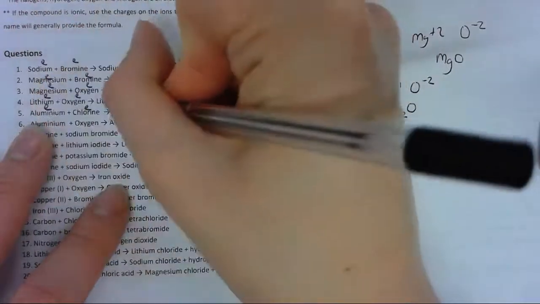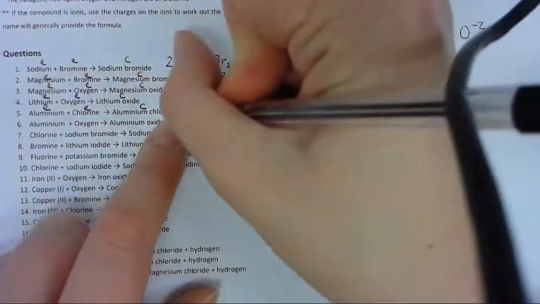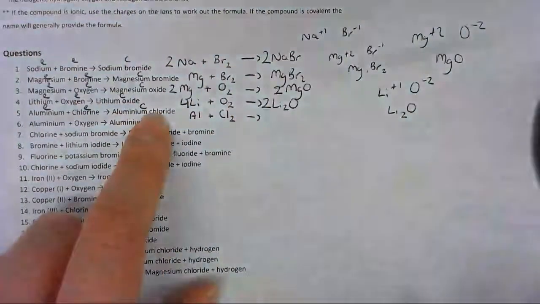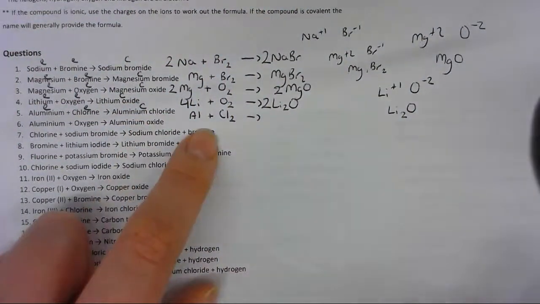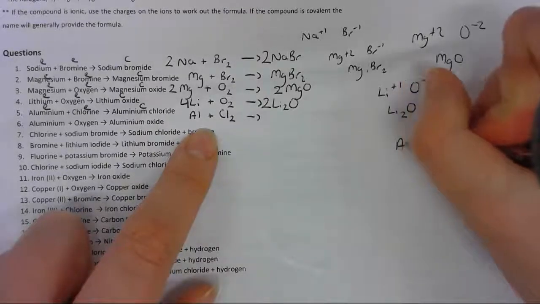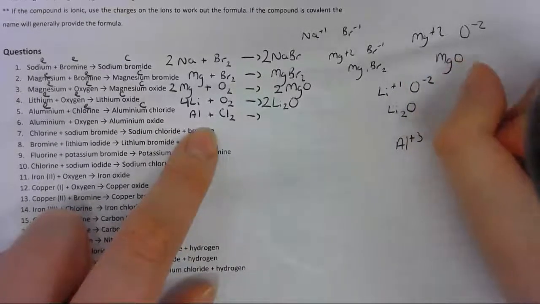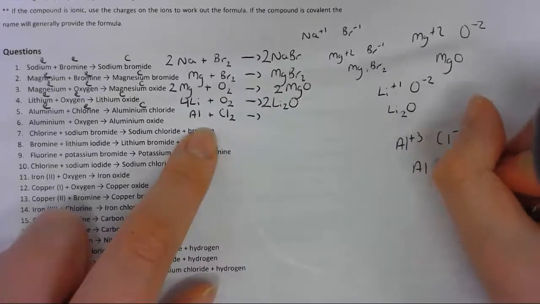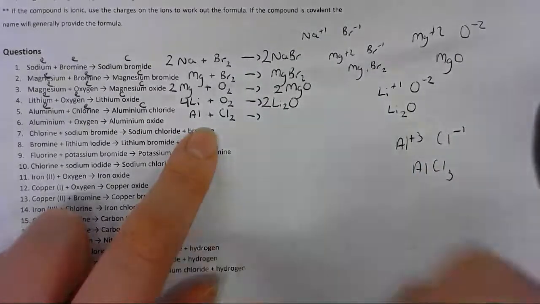Next one, aluminium is an element, chlorine is an element, aluminium chloride is a compound. Aluminium is an element, it is not diatomic, so I just write down the symbol Al. Chlorine is an element, but it is diatomic, it's in group 7, so I'm writing it down as Cl2. And then I need to work out the formula for aluminium chloride. Aluminium is in group 3 with a +3 charge, chlorine's in group 7 with a -1 charge. To get those charges to cancel, my formula is going to have to be AlCl3.